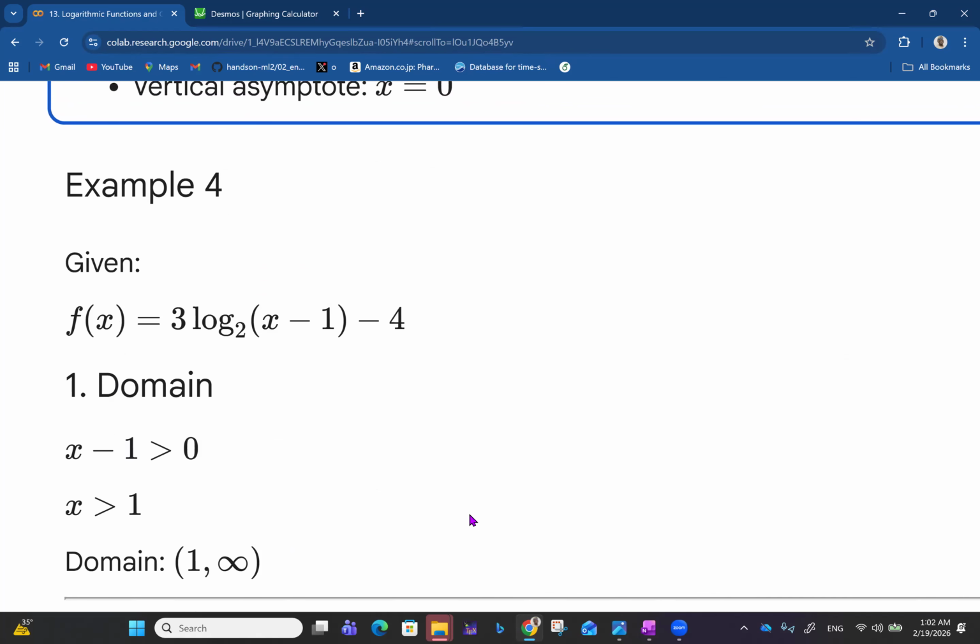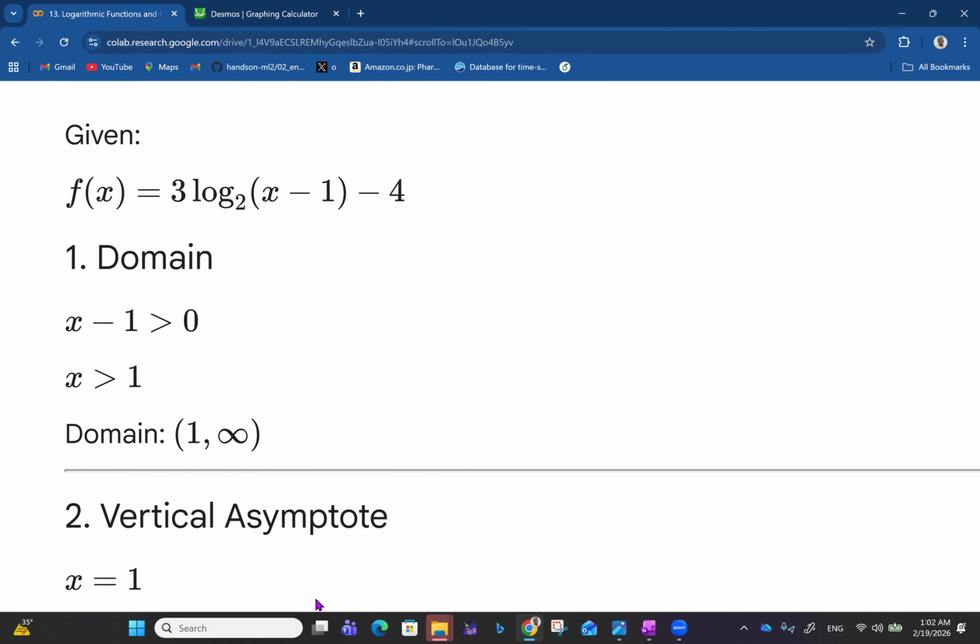So we have example 4 now. You have f of x is 3 log to base 2 of x minus 1, minus 4. For the domain, we get x minus 1 greater than 0, so x greater than 1. In this case, the domain is 1 to infinity. If you have 1 even, this will be undefined, so x has got to be greater than 1 for this to hold. So the domain is from 1 to infinity. And for the vertical asymptote, you equate x minus 1 to be 0, and then you get 1. That's the vertical asymptote.